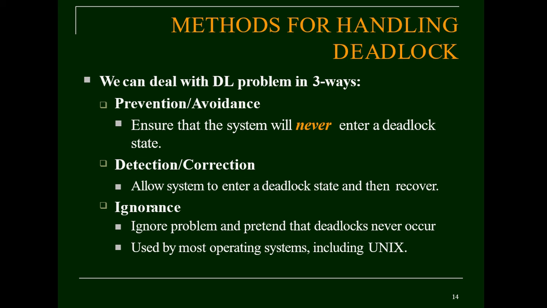Now, the methods for handling the deadlock. First of all, we can deal with the deadlock problem in three ways. The first one is prevention or avoidance, which means ensuring that the system will never enter a deadlock state. The second one is detection or correction, which allows the system to enter a deadlock state but it can recover later. The third one is ignorance: ignore the problem and pretend that the deadlock never occurred.